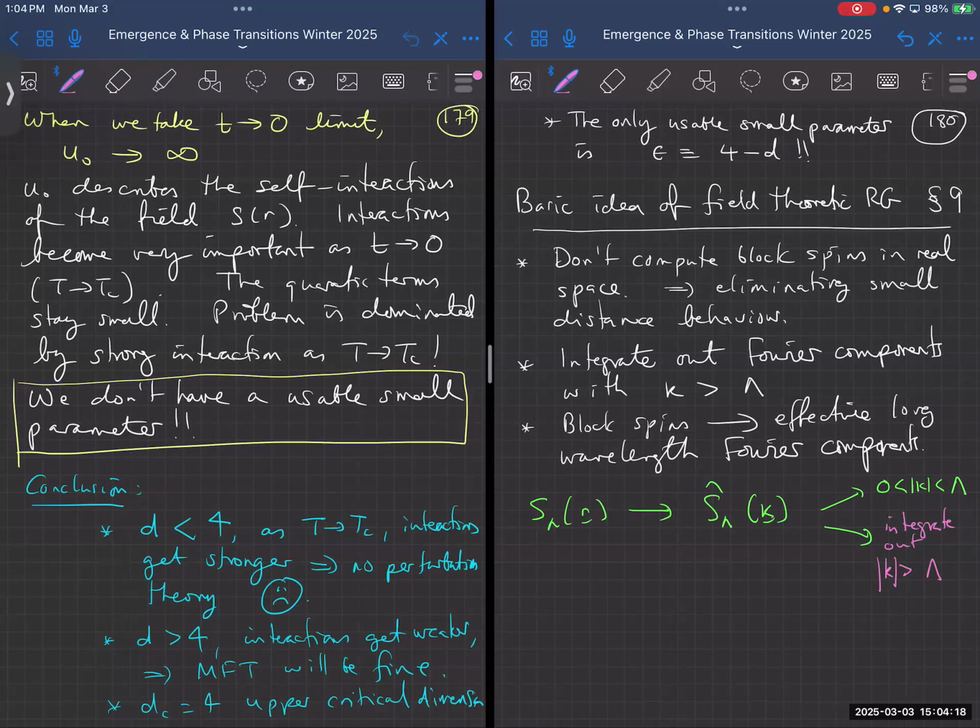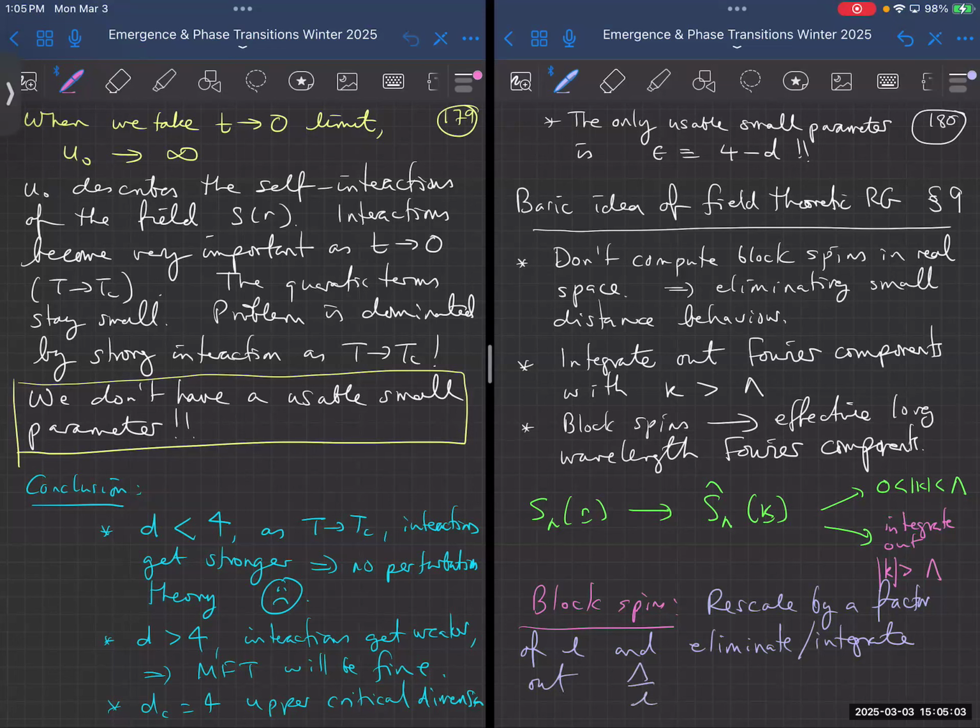So we eliminate those. So in other words, the way we get block spins, what we're effectively doing is we're going to rescale by a factor of L and eliminate, if you like, integrate out lambda over L less than k less than lambda, like that.